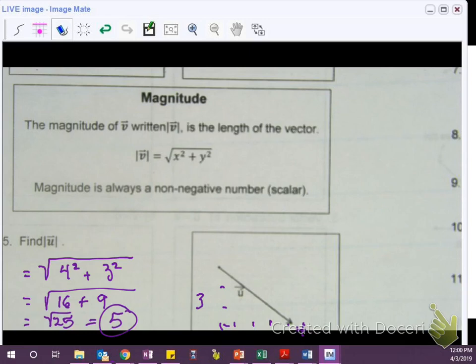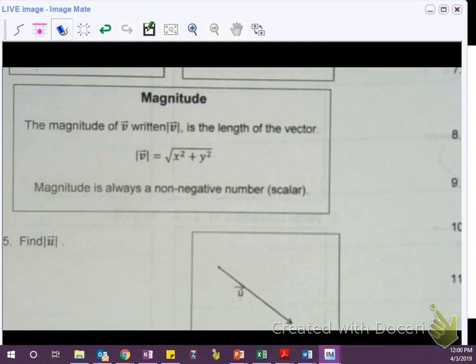Now we can do this in vector notation. We can do it algebraically rather than drawing them with the graphs. Does everybody have this part? Anybody not have this part? Okay.